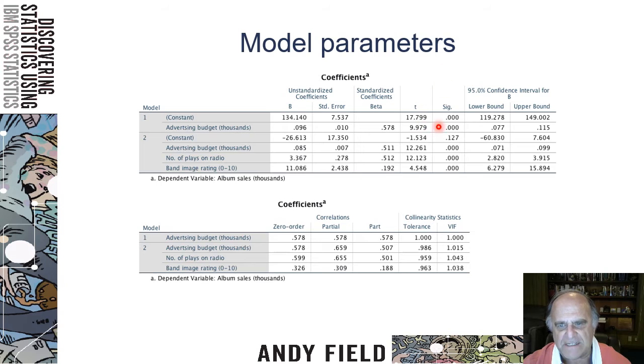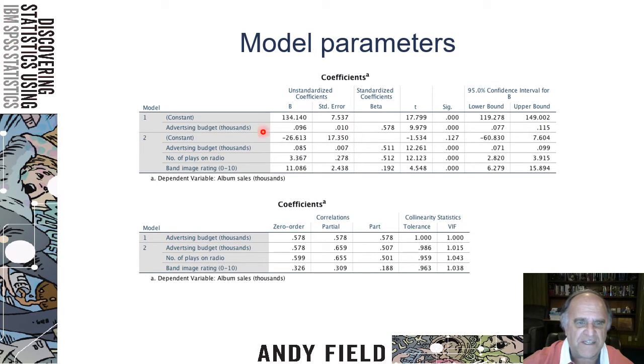We get our T's, which are used to determine whether the parameter is significantly different from 0, or whether the sample estimate is significantly different from 0. In this case, the p-value for the constant is 0.000. The p-value for advertising budget is 0.000. So they're both significant, so to speak. And then it gives us the lower and upper bound on those estimates.